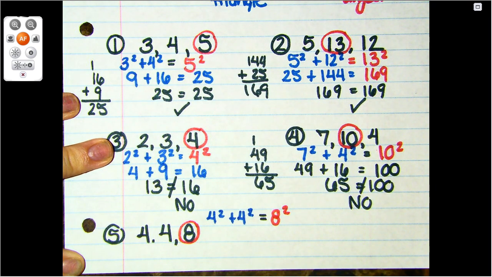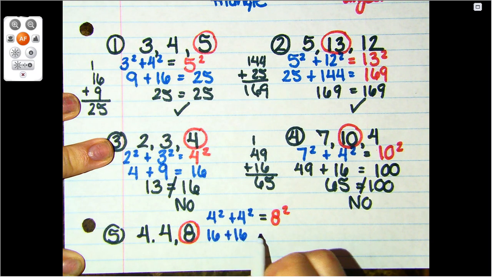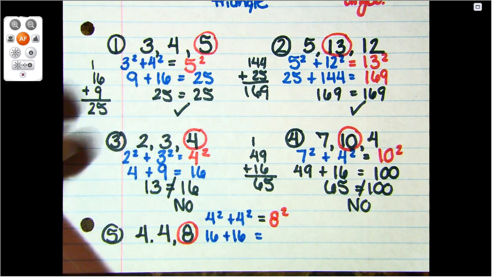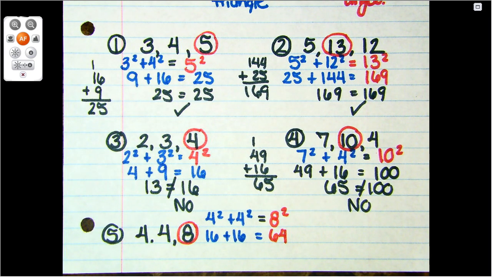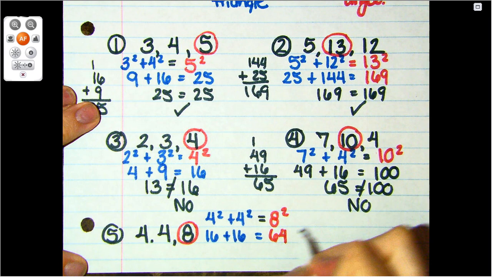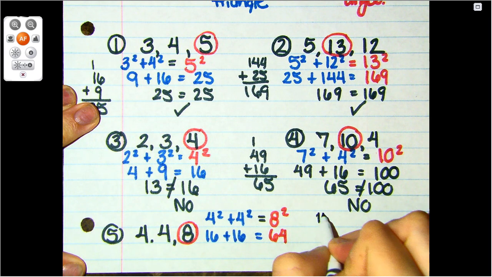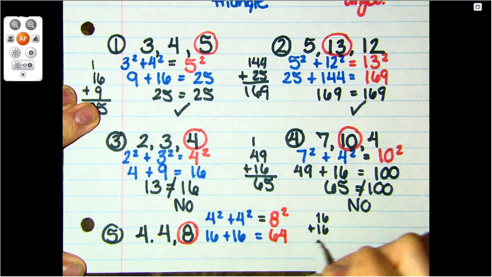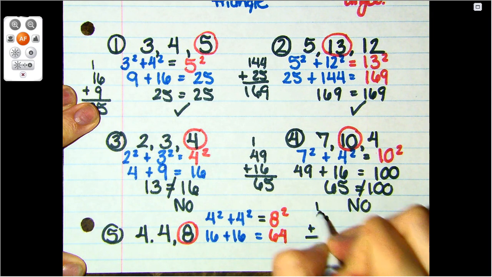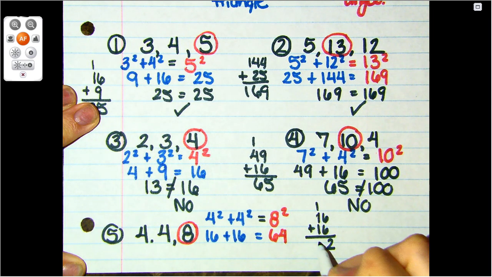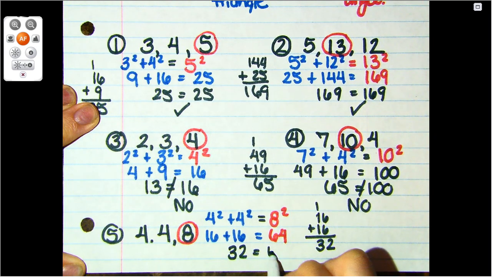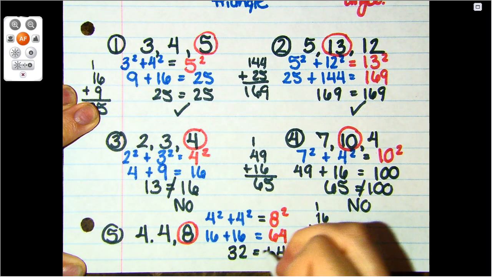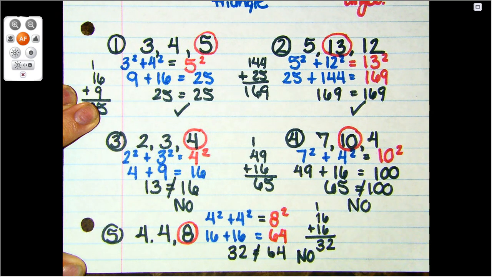Okay, so to determine this, 4 times 4 is 16, and 8 times 8 is 64. We need to figure out if 16 plus 16 adds up to 64. 6 plus 6 is 12, and that happens to be 32. So does 32 equal 64? No, it does not. So that does not make a right triangle.